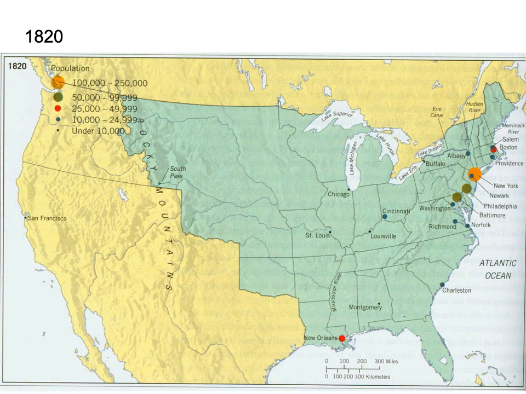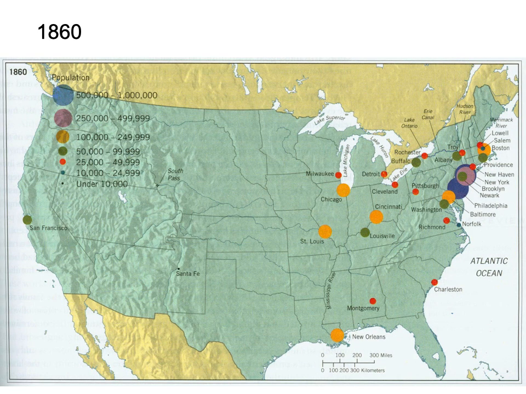Another outcome of this, we can look at the size of cities and where they are. Notice New York, Philadelphia, Baltimore being the largest cities, with Boston and New Orleans taking up the next size. We look at St. Louis and Louisville and Cincinnati. They're quite small. But by the end of our time period, notice how this has changed.